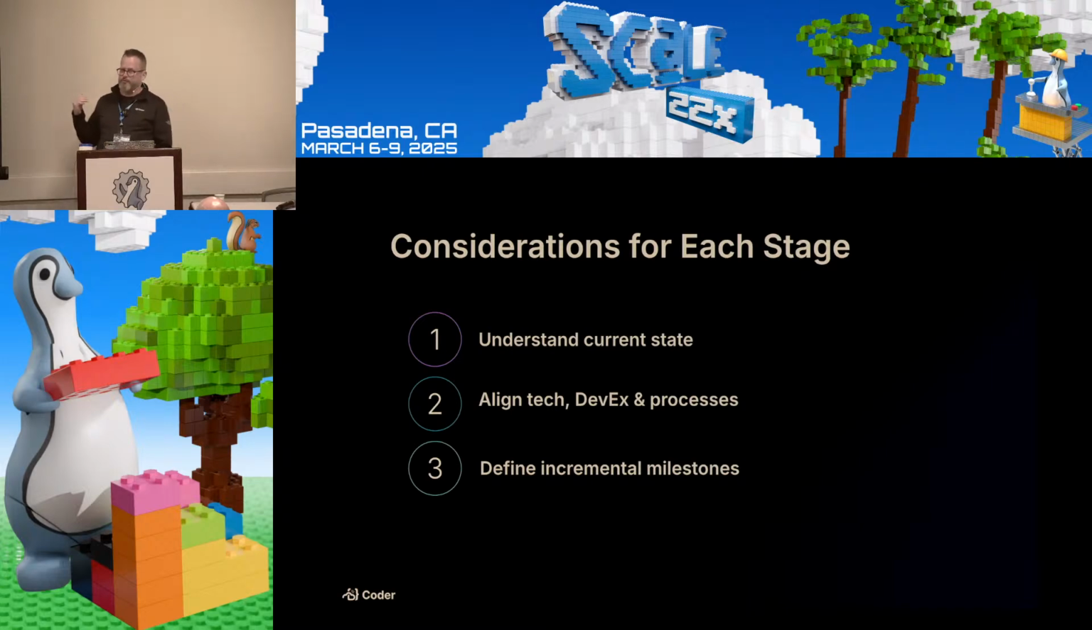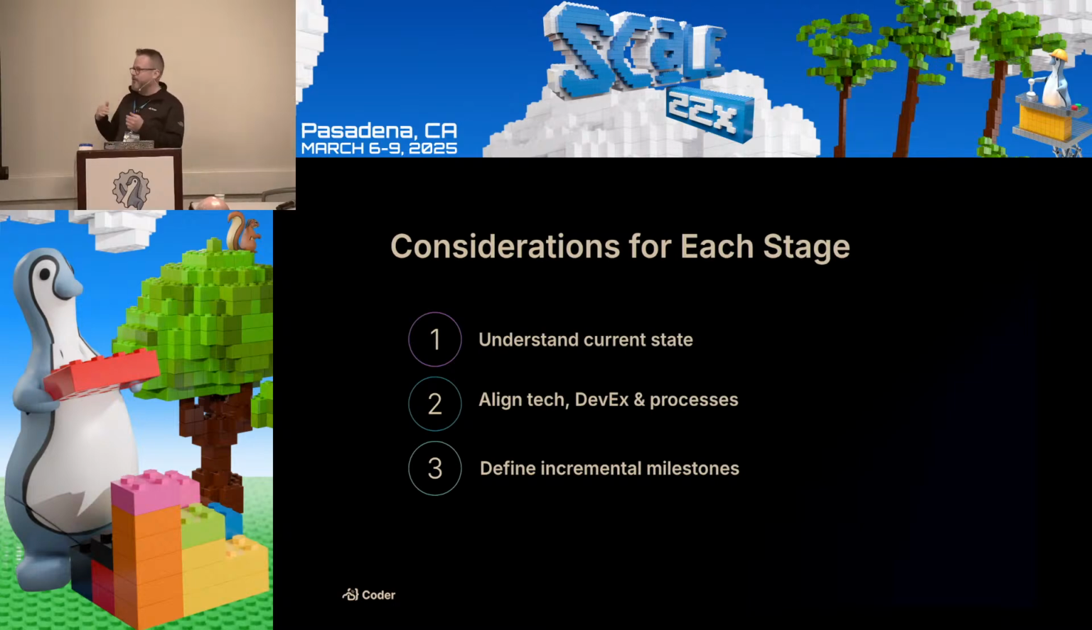Considerations for each stage. Whenever you are either embarking on a stage or completing a stage and you're in between, you always want to understand what your current state is. Even if it's a mess when you're getting started, you want to know what that mess is. And then as you move along in the maturity model, you're having more breakthroughs or more traction or more adoption, and that can bring its own problems. So you want to align your technology, your dev experience, and your processes for each stage.